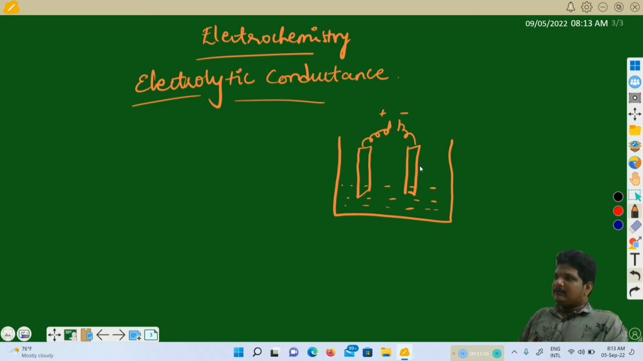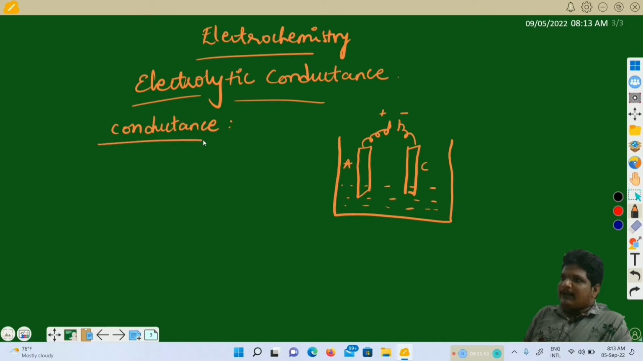Here it acts as a cathode, and the negative ions present in this electrolyte solution will move towards the positive electrode. So this electrode will act as an anode. So here it is an anode. Now in the case of electrolytic conductance, we are mainly talking about conductance instead. So what is meant by this conductance?